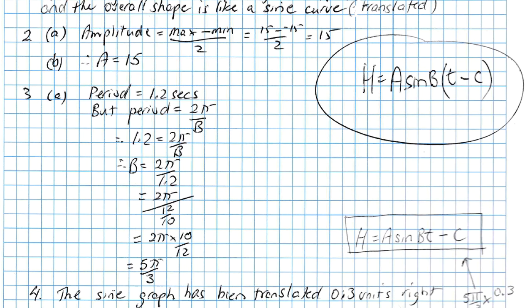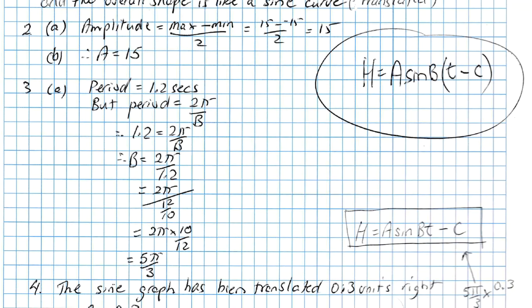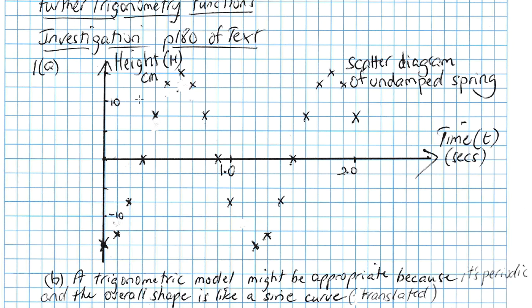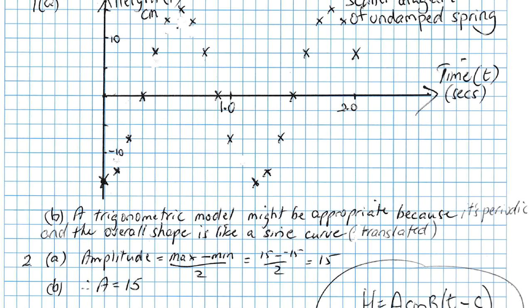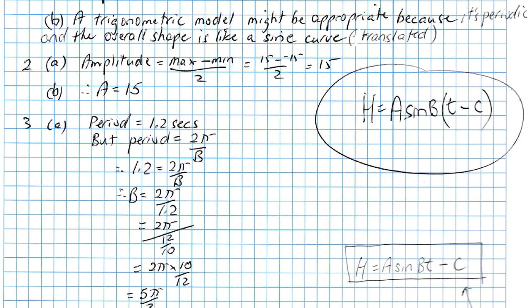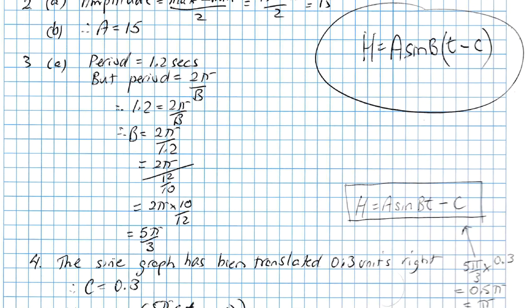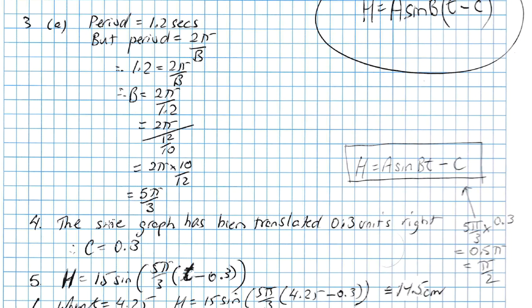Next, they said, show that the translation is pi on 2. Now, when I look at the graph above, I see that from a basic sine graph which starts here and goes up, this point has been moved from here to here. In other words, the translation is 0.3. So I think the translation is 0.3 to the right, which means that C has the value of 0.3. So the overall equation that they asked for in question 5 is this one.